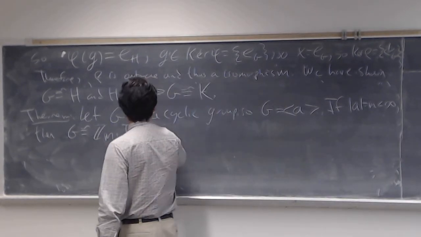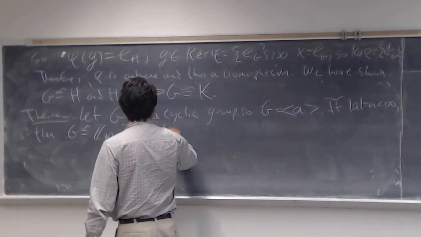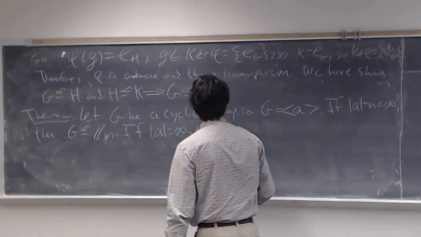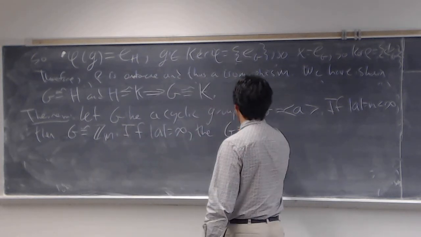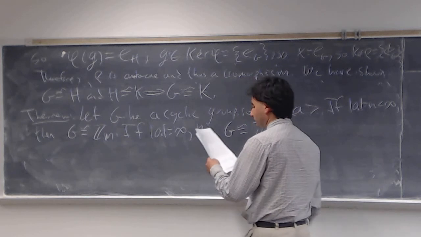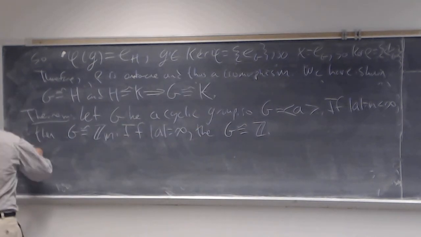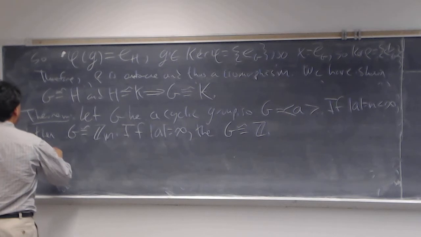If the order of A is infinite, then the cyclic group generated by A, this group G, is isomorphic to all of the integers. So let's look at a proof. Let's look at the first.